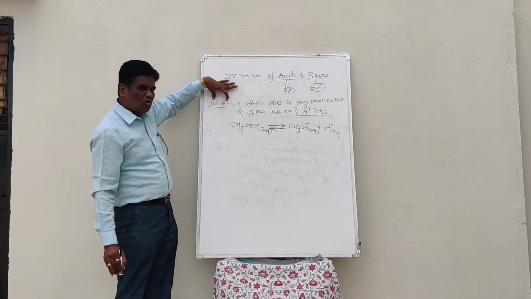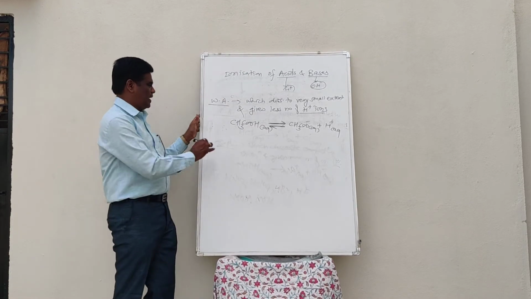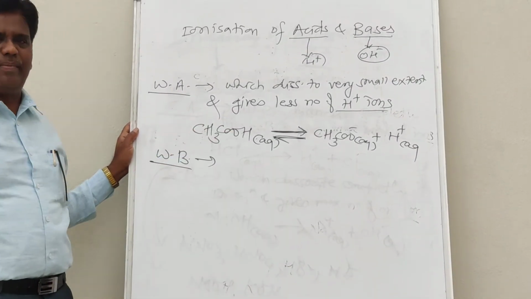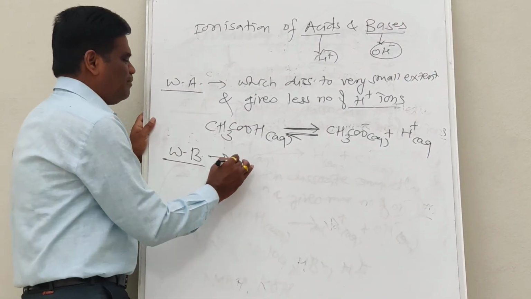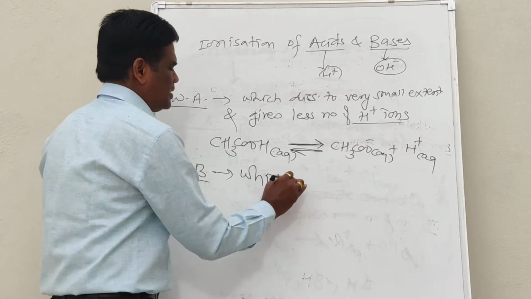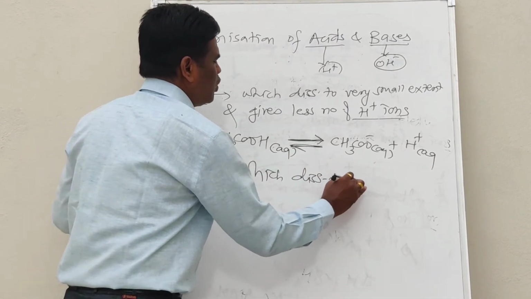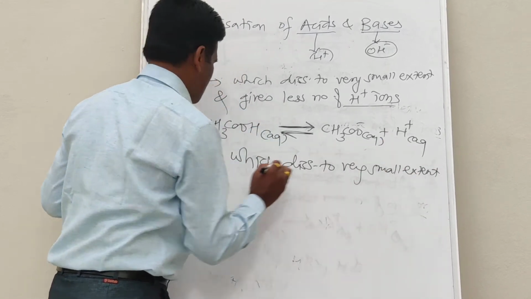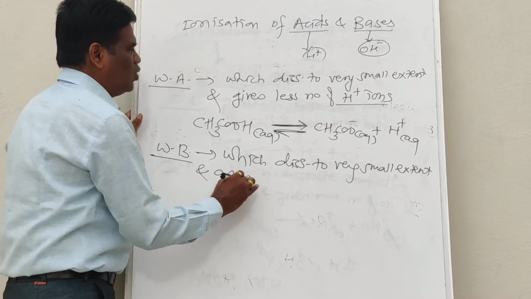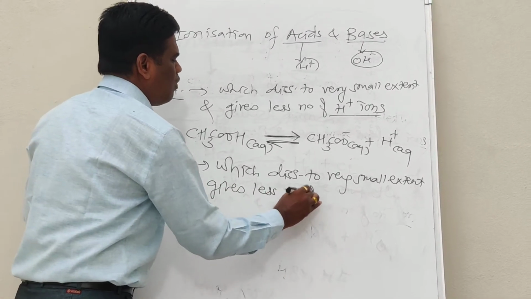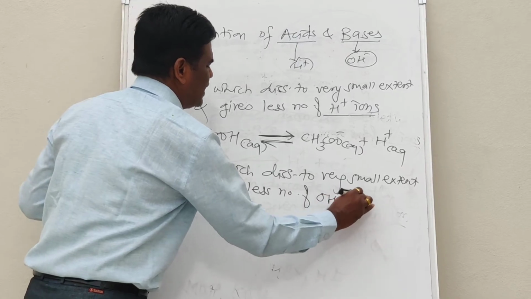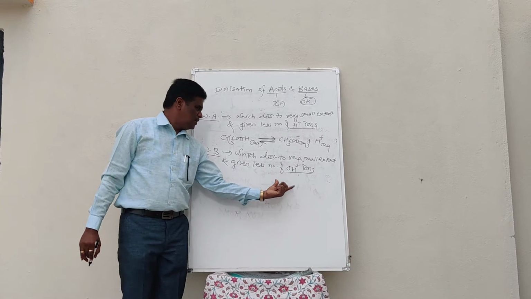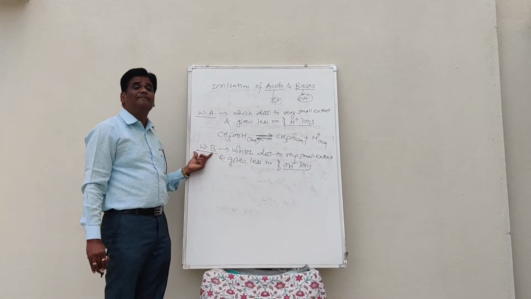So in this way you have to remember dissociation or ionization of weak acid. Similarly, you have to remember the ionization of weak base. So what is the meaning of weak base? Weak bases are those bases which dissociate to a very small extent, and give less number of OH minus ions in their solution. Less number of OH minus ions in the solution means it is definitely called a weak base.